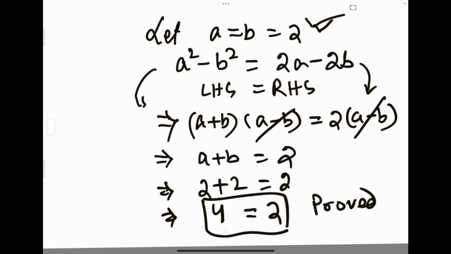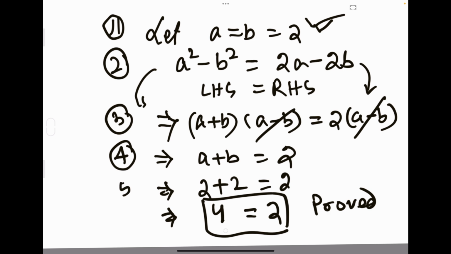Now let me tell you, in this proof, in one of the steps I have committed a mathematical mistake. In which step I committed the mistake, you have to find out and let me know in the comment section, right? So let me name this: this is the assumption and this is the identity. Let me name this step 1, this is step 2, this is step 3, this is step 4, this is step 5, this is step 6, which gives the final result.